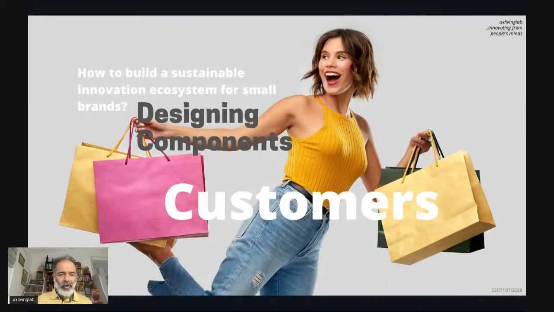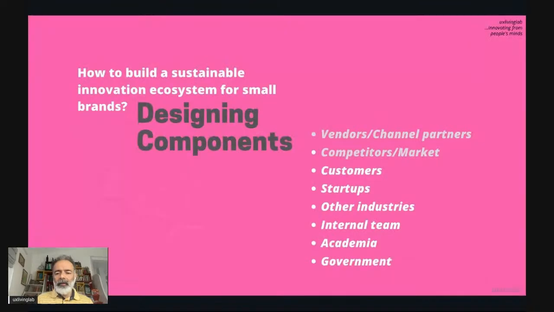Last 3 weeks we were talking about this topic. We started with the introduction. Then the second day we talked about designing components, starting with how to design components, vendors and channel partners. Then the third presentation talked about competitors and market. And today we are talking about customers, the most important component of the ecosystem.